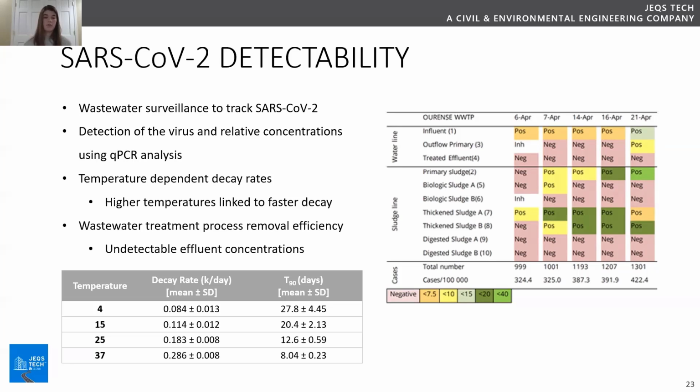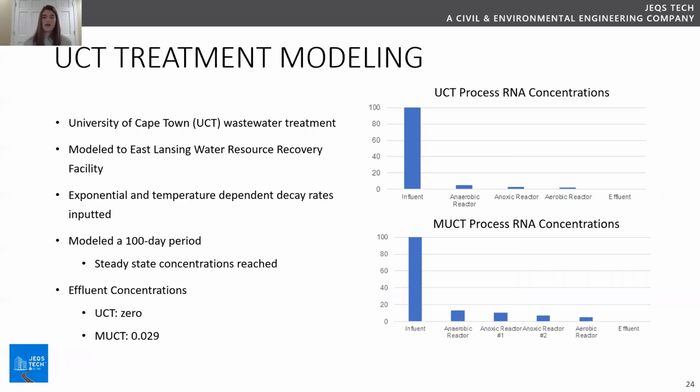And so in low temperatures, like 4 or 15 degrees, it can be up to 20 to 30 days, and this is specifically in untreated wastewater. So it's pretty persistent, which led us to look at whether the wastewater treatment process efficiently removes the virus. In all studies, the effluent concentrations of both the sludge and the wastewater had undetectable levels of the virus. So to test this, we wanted to specifically look at the University of Cape Town, or UCT, wastewater treatment to see if this treatment process was efficient in removing the virus.